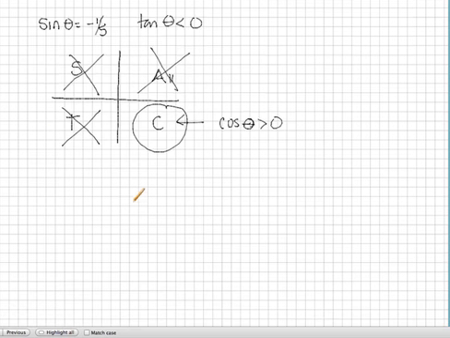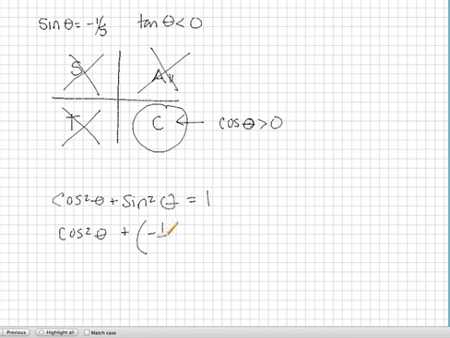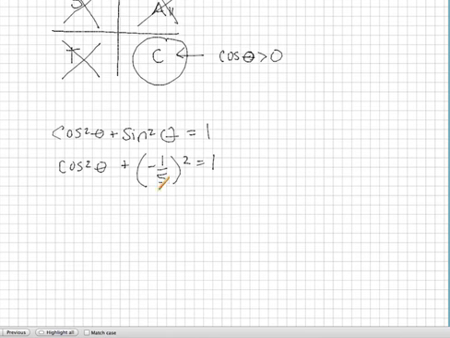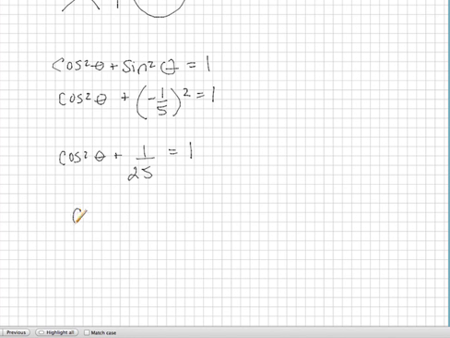We're going to use the fact that cosine squared theta plus sine squared theta is equal to 1. And we're given sine theta, so we'll go ahead and plug that in. Cosine squared theta plus sine theta, which is negative 1/5, and that squared is equal to 1. Let's go ahead and simplify this term. Cosine squared theta plus 1 over 25 is equal to 1. And we're going to subtract 1/25 from both sides.